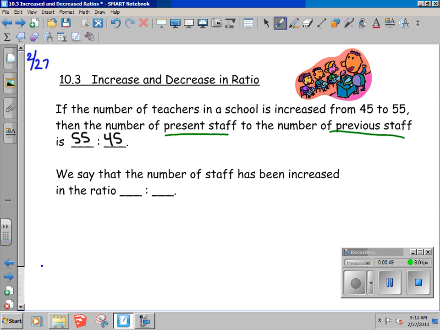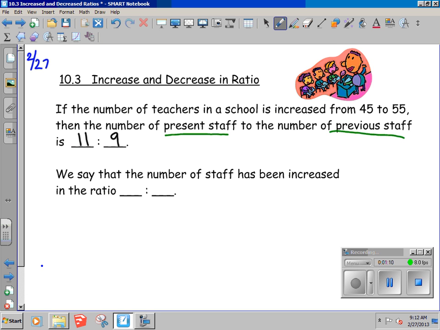What can you tell me about this ratio, though, 55 to 45? Good. What is it when it is simplified? 11 to 9. Good. There's a common factor of 5 in there. So let's simplify it to 11 to 9, right?